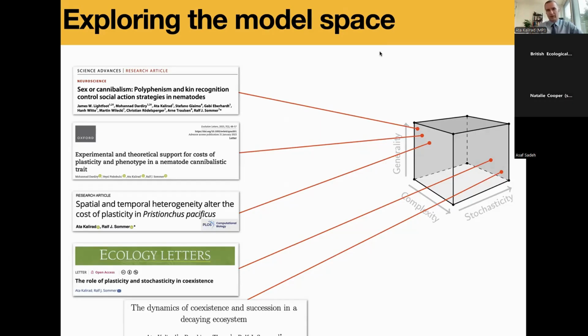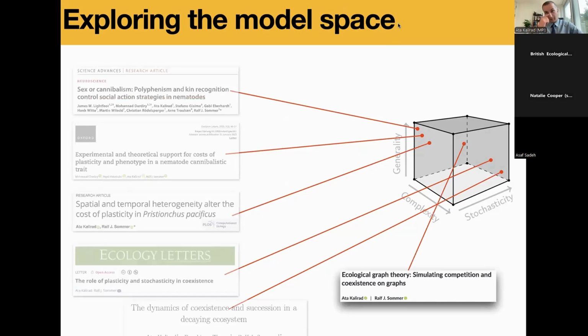So the ecological graph theory came from the notion that I needed something that would fill in this gap, where there would be a modeling framework that is general enough, and it is complex, but not too complex, so it can be explored more broadly, and also it has the ability to incorporate stochasticity.